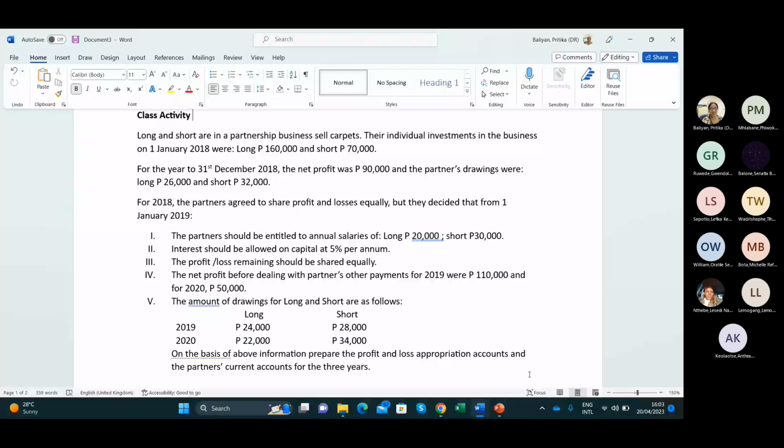Okay. Then the amounts of drawings for Long and Short are as follows. In 2019, Long withdrew 24,000 and in 2020 he withdrew 22,000, and Short in 2019 withdrew 28,000 and in 2020 he withdrew 34,000.